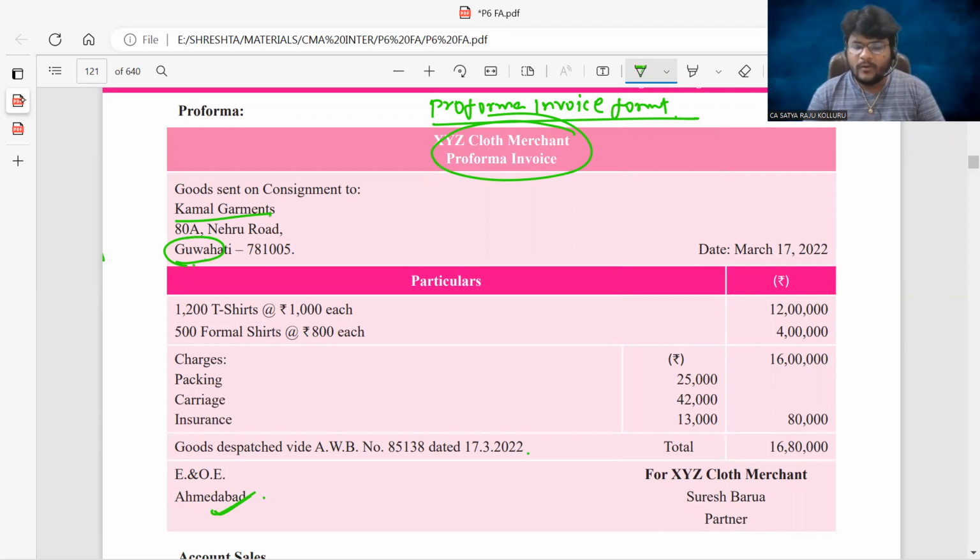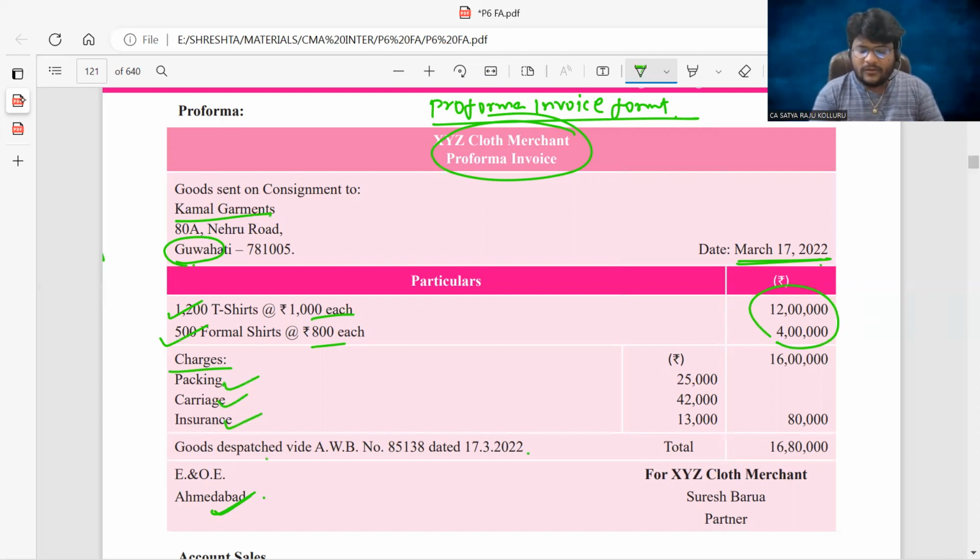Now this is the pro forma invoice. As on which date are you sending the goods? March 17, 2022. 1,200 t-shirts, 500 formal shirts at the rate of so and so prices. Clearly given. Charges, packing charges, carriage, insurance.